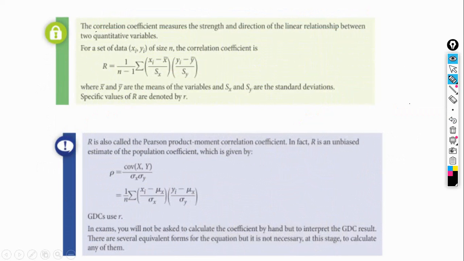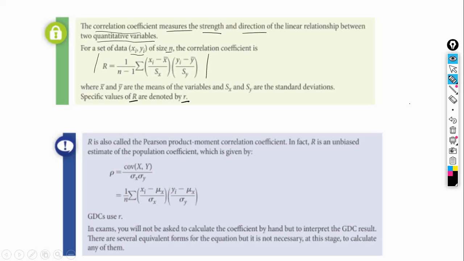So the correlation coefficient measures the strength and direction of the linear relationship between two quantitative variables. For a set of data (xi, yi) of size n, this is the formula for the correlation coefficient, where x bar and y bar are the means of the variables, and s sub x and s sub y are the standard deviations. Specific values of uppercase R are denoted by lowercase r.